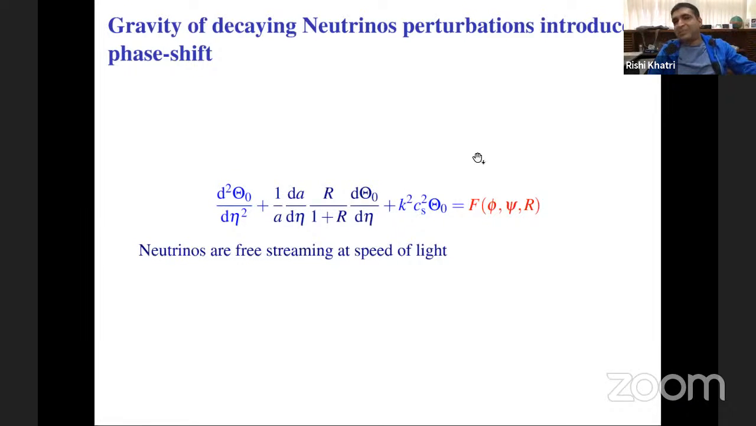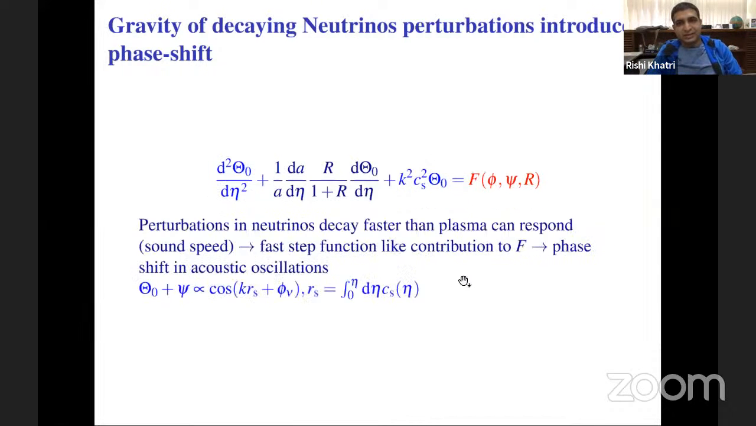Just like dark matter perturbations, perturbations in neutrinos decay away as neutrinos free stream, as they enter the horizon. Scalar perturbations in neutrinos also decay away because neutrinos free stream. So all the perturbations in neutrinos decay away as the mode enters the horizon. What this means is that for the scales which are of order horizon as they are entering, the neutrino contribution to the forcing term is like a step function, because neutrinos are free streaming at the speed of light, which is much faster than the sound speed.